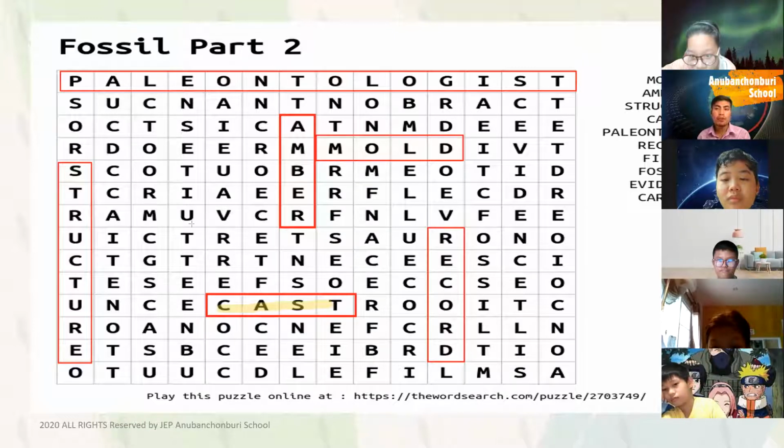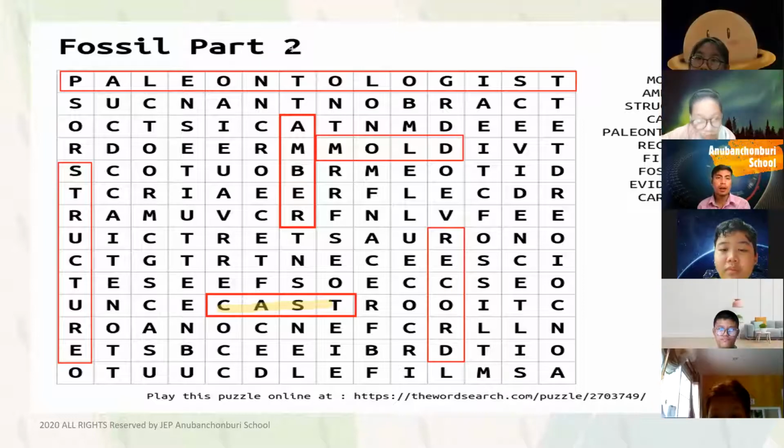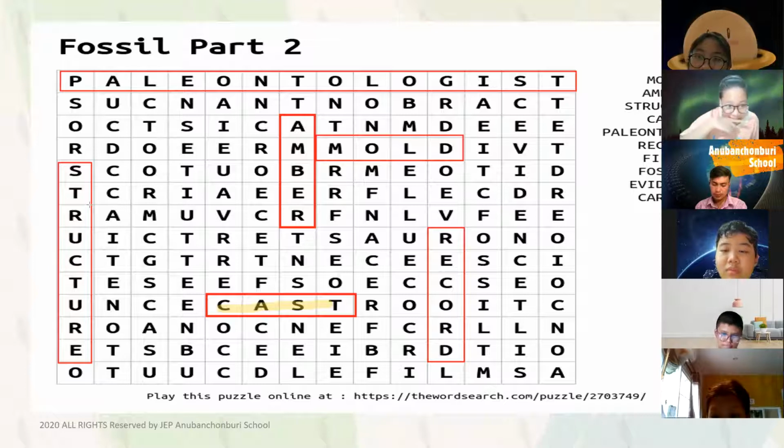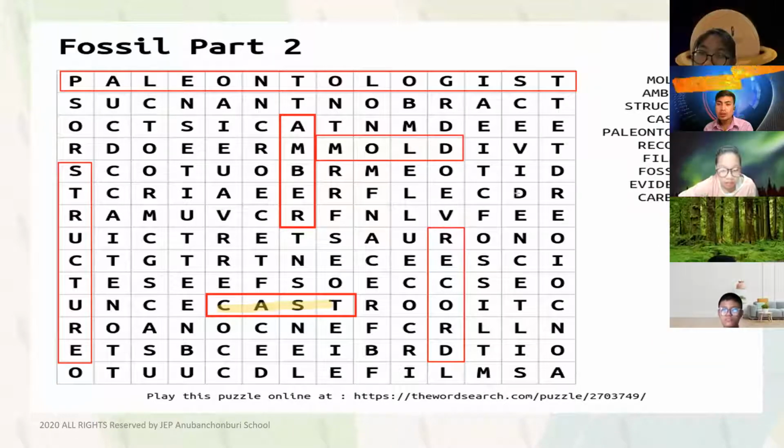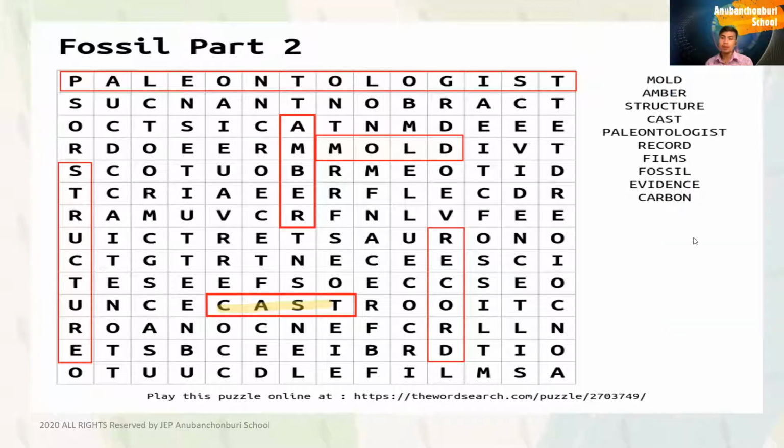Okay, can somebody find the word films, please? Napichaya, go. Films. Is films taken already? Okay, there. Films. Very good. Thank you, Napichaya. Now let's proceed to the next word, fossils.